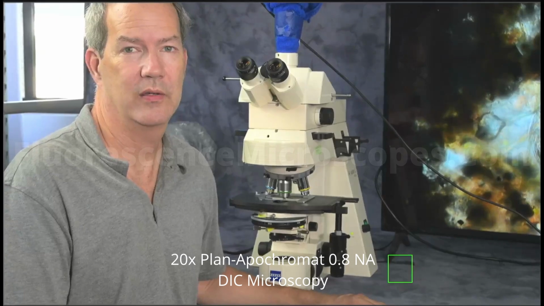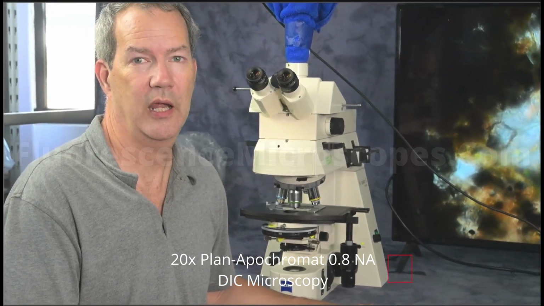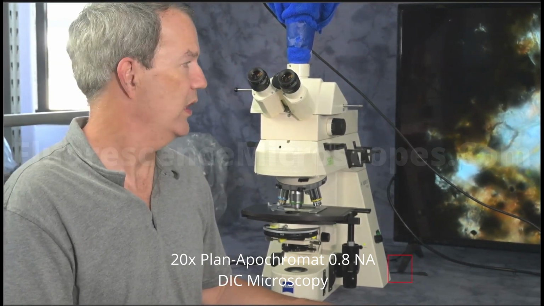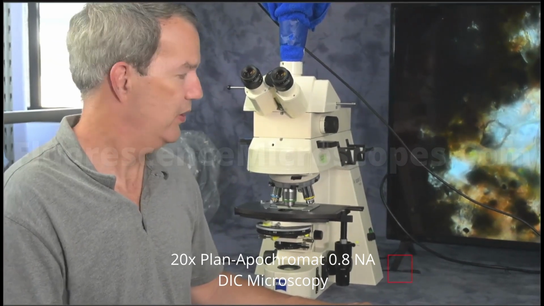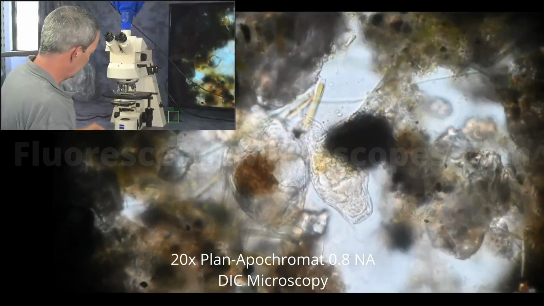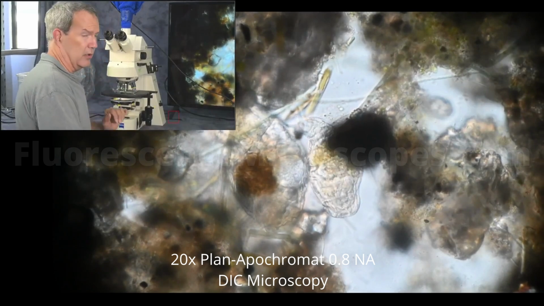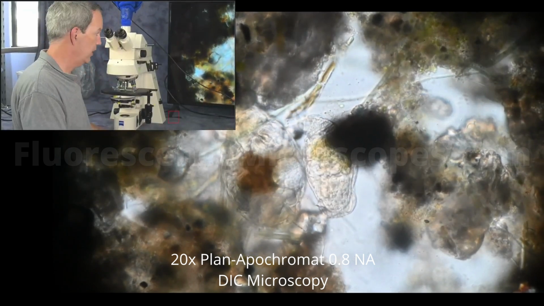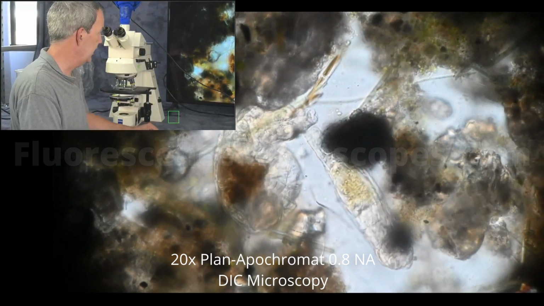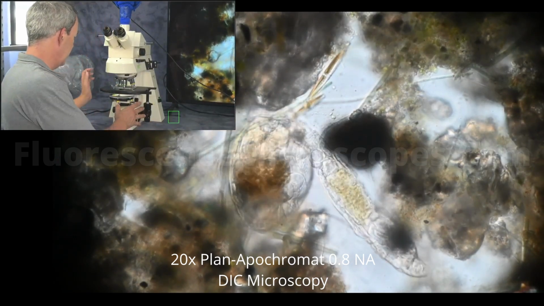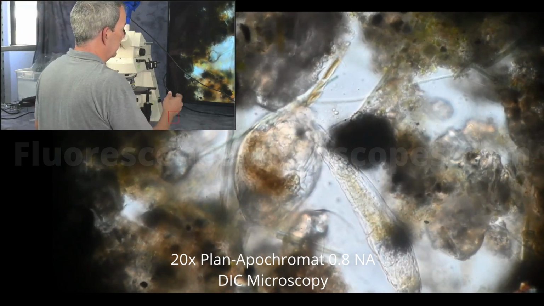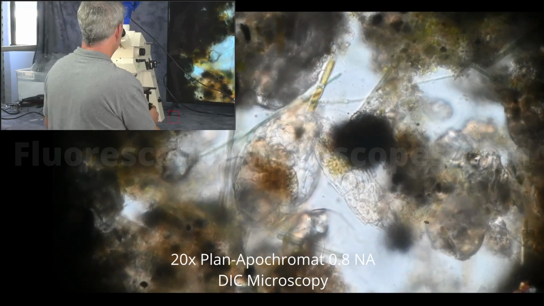Try this again. We've got a 20x Plan-Apochromat with a 0.8 numerical aperture. We have some pond water specimens, and we have it on DIC. So it's a high numerical aperture for a 20x, but overall 0.8 is not a high aperture when you're talking about oil immersion, which is going to go over 1.0. So let's take a look at the specimen. I'm going to do some adjustments.